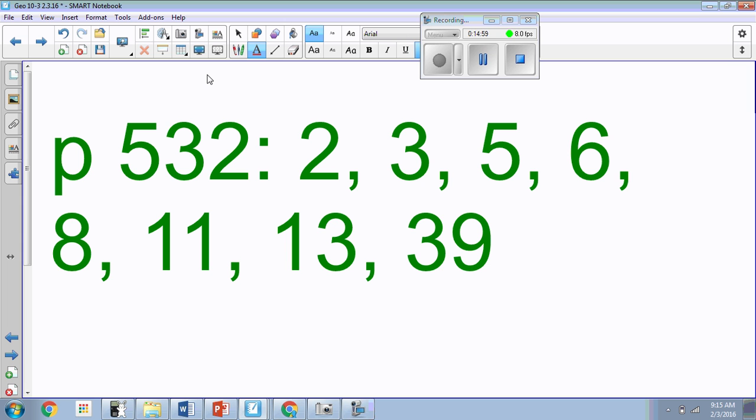Here's your homework. It's page 532, numbers 2, 3, 5, 6, 8, 11, 13, and 39. Please feel free to work with a neighbor or a partner, but you each need to end up with your own written work at the end. Write out some steps, especially when you're new to this stuff. It's helpful to jot down the formula as your very first step and then plug into it. All right, good luck.